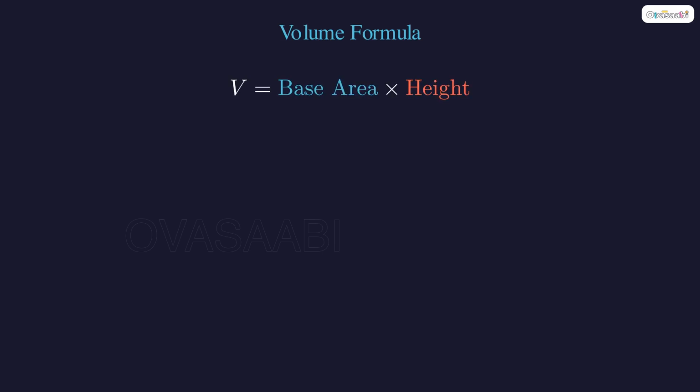The key formula is volume equals base area times height. First, find the area of the base shape, then multiply by how tall it is.